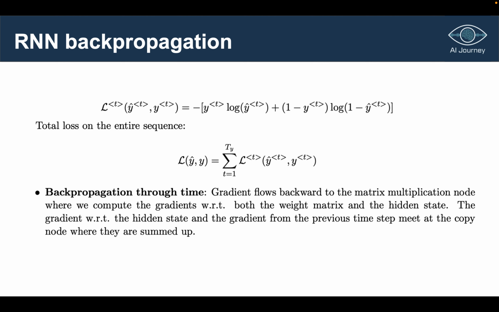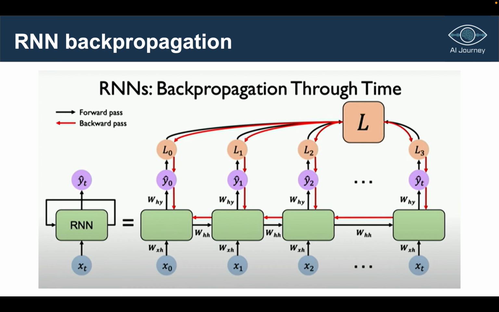The overall loss is going to be a summation of the losses over all the timestamps, and the gradients flow backward to the matrix multiplication node, where we compute the gradients with respect to the weight matrix and the hidden state. The gradient with respect to the hidden state and the gradient from the previous timestamp meet at the copy node, where they are summed up. This sentence is illustrated right here.